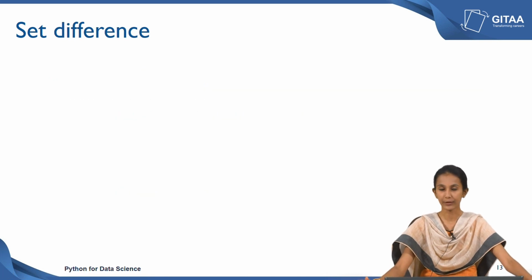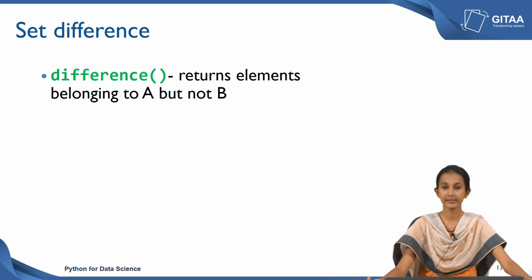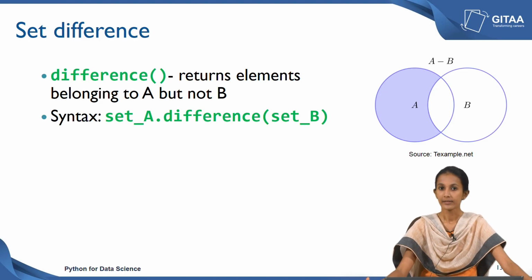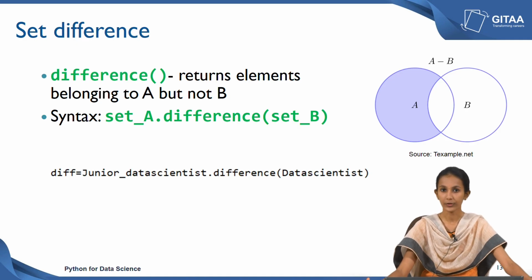Next is set difference. Difference returns a set that is the difference between the two sets. You can do A minus B or B minus A. In this case I am taking an example of A minus B, which returns the elements belonging to A but not B. The syntax is set_A.difference(set_B). I wanted to find the difference between the two sets, so I am storing it in a variable called diff, equal to junior_data_scientist.difference, and inside the parentheses I am specifying data_scientist, which is set B.